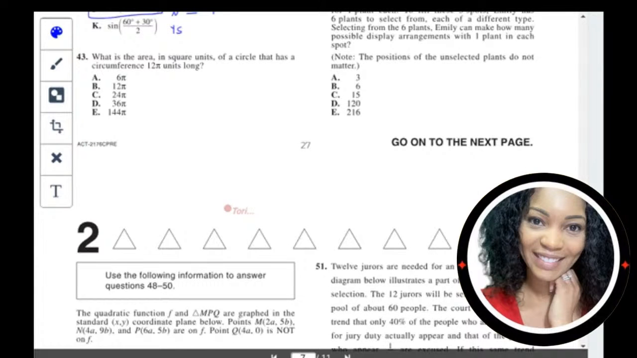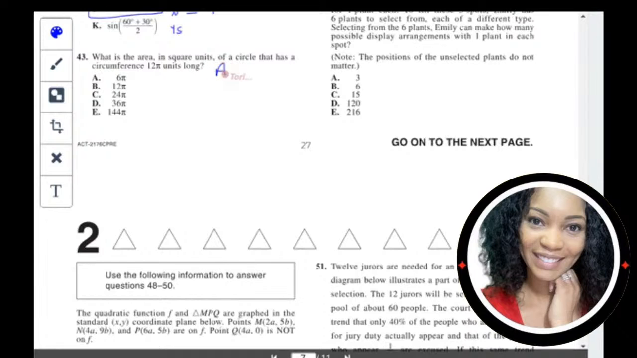43. It says, what is the area in square units of a circle that has a circumference of 12 pi units? So you'll see here we have to know the formulas for the area of a circle and the circumference. It is not something that is provided to us on this test.